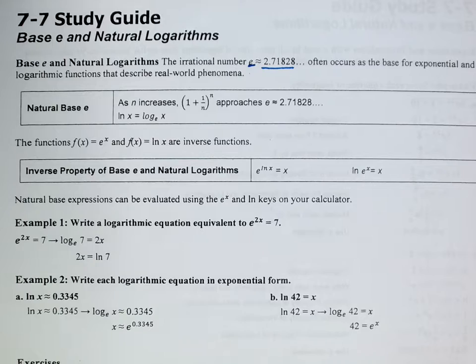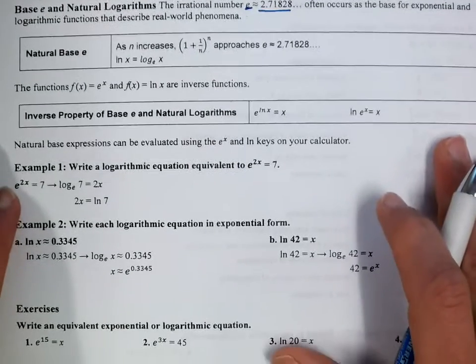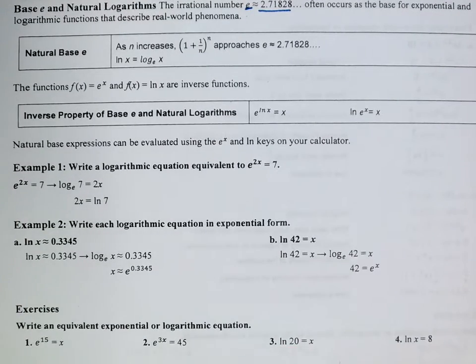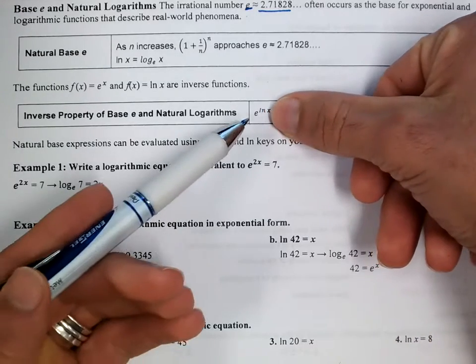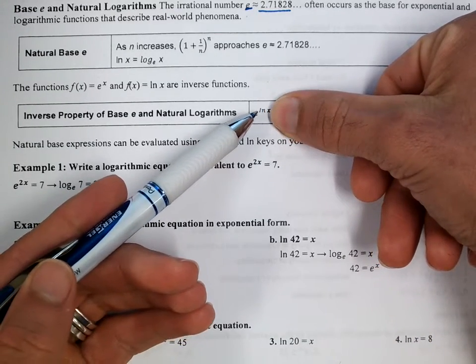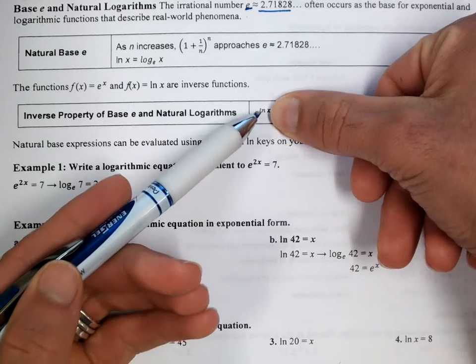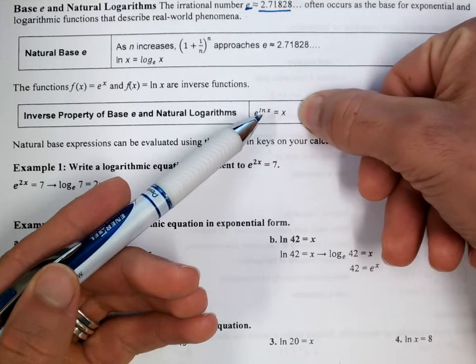There are two inverse properties of this that are very important, which I use quite a bit, especially in calculus. What you need to know is that e and the natural log are inverses of one another. So if you look at this side right here, if I have e to the natural log of x, they're inverses of one another, so therefore all I end up with is x.